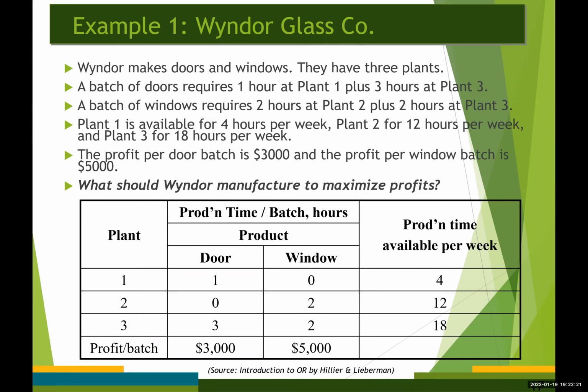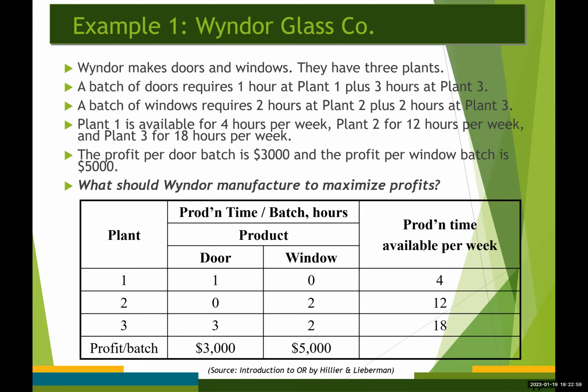in 3 different plants. A batch of doors requires 1 hour at plant number 1 plus 3 hours at plant number 3. And a batch of windows requires 2 hours at plant 2 plus 2 hours at plant number 3. Plant number 1 is available for 4 hours per week, while plant number 2 has 12 hours per week, and plant number 3 has 18 hours per week available.